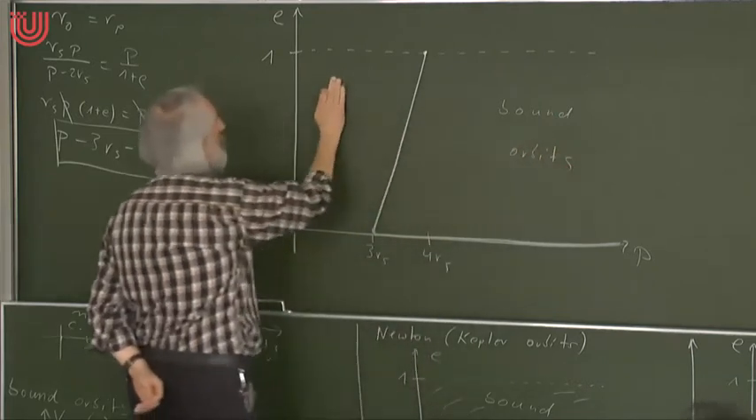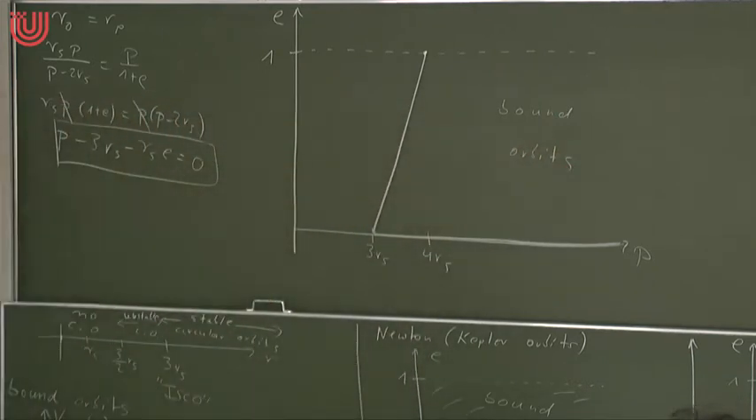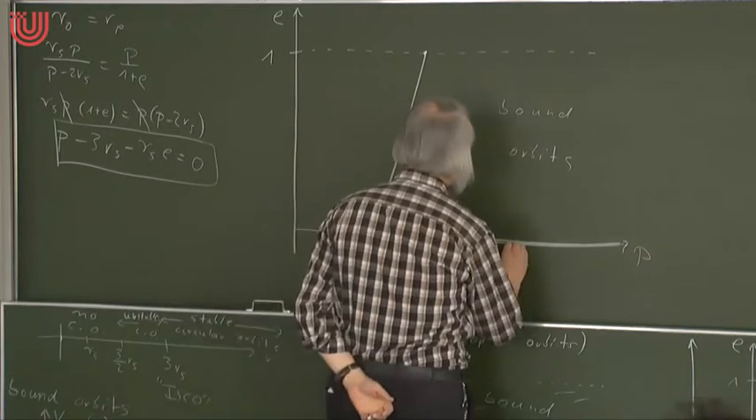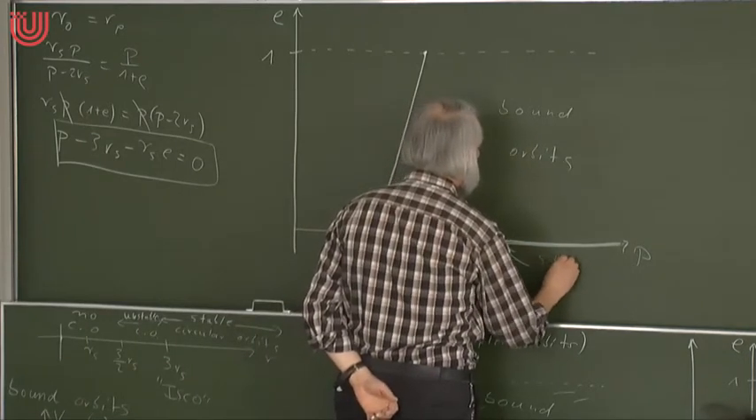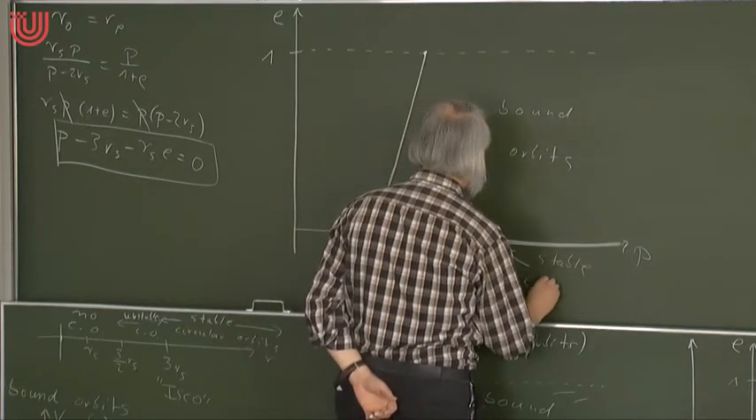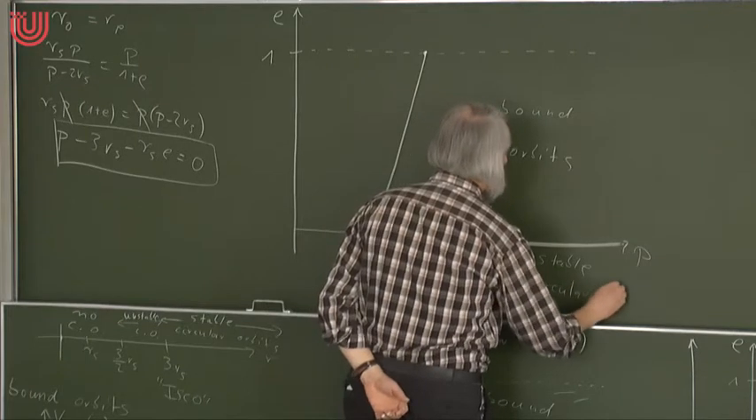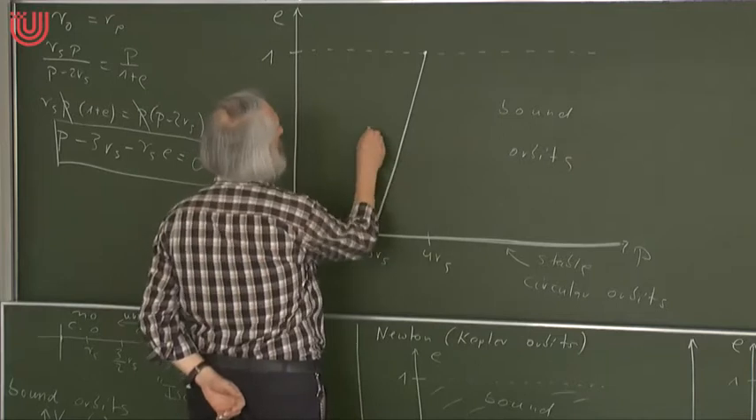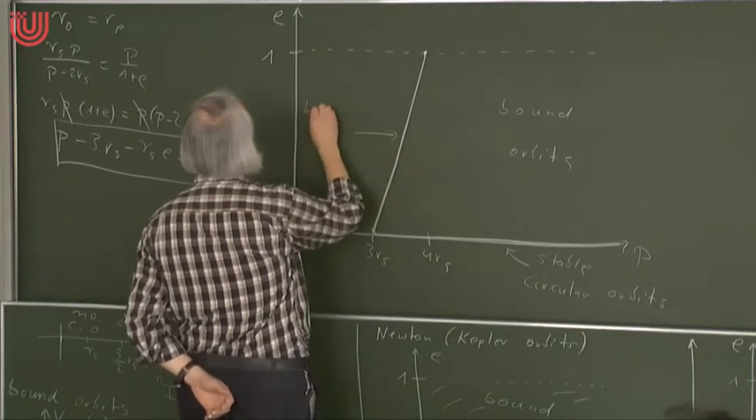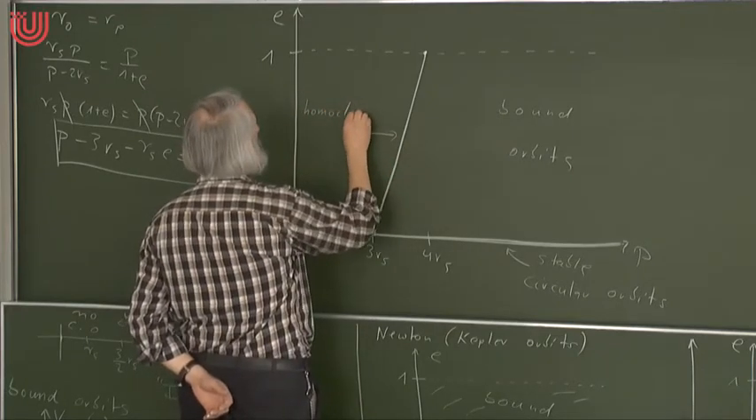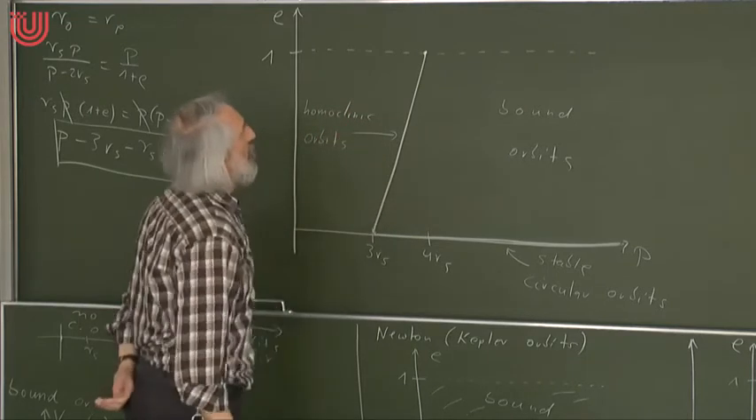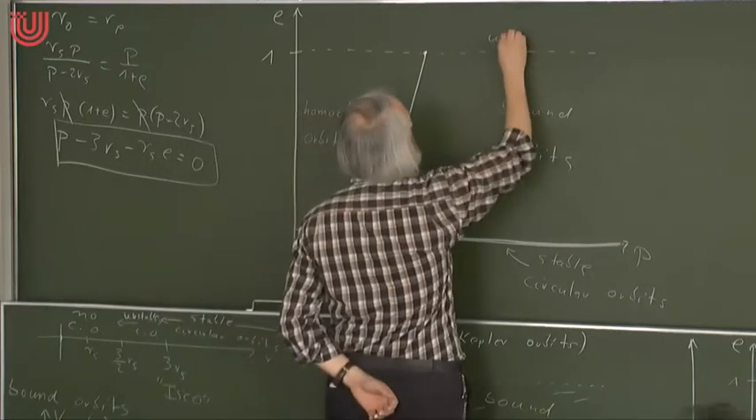So this region is forbidden for bound orbits. These values of P and E are forbidden for bound orbits. Just to remind you, here we have the stable circular orbits. Here we have the homoclinic orbits. And here we have unbound orbits.